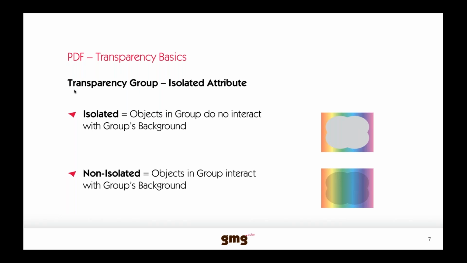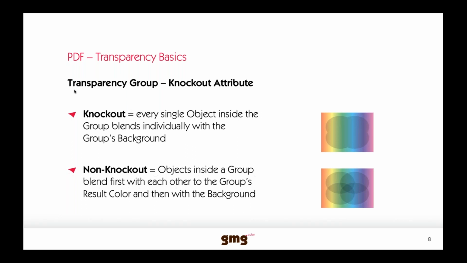transparencies, isolated or non-isolated. And you can also give them the attribute knockout or non-knockout. With knockout, every single object inside the group blends individually with the group's background. With non-knockout, the objects inside the group blend with each other first. So it's a completely different kind of work with these elements, and you see the difference between these attributes on the right side in the pictures.